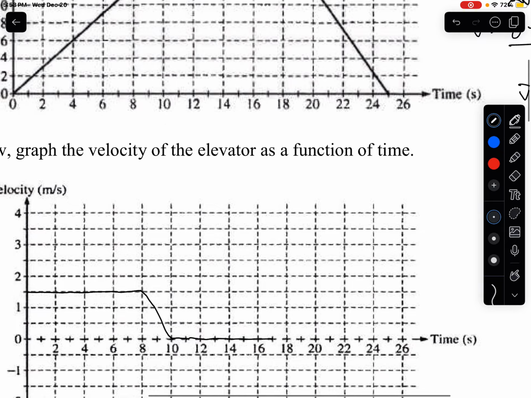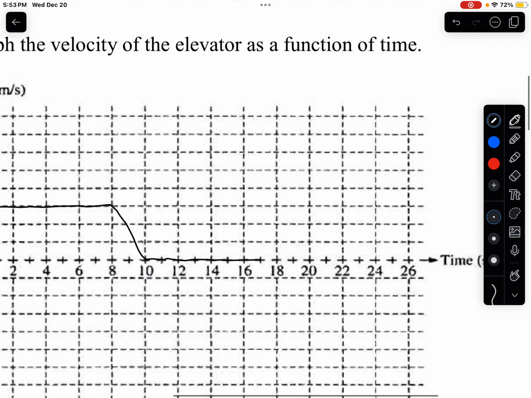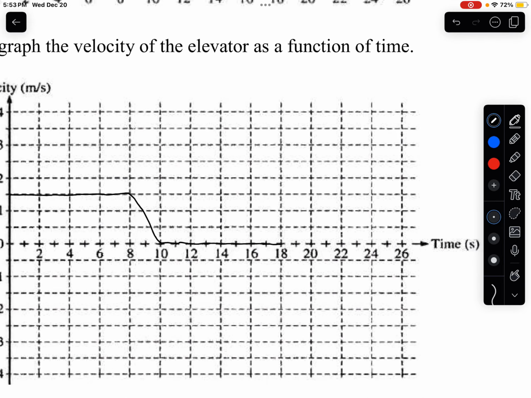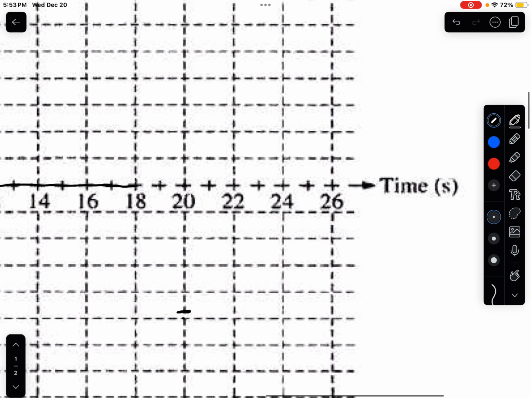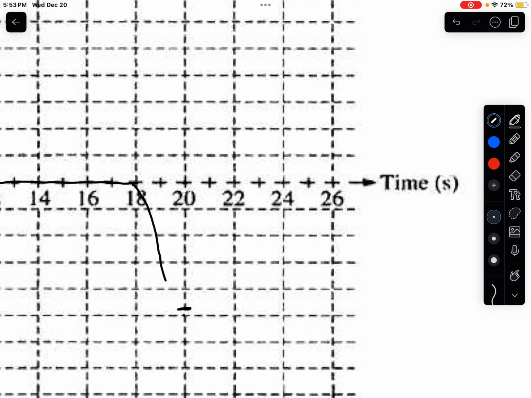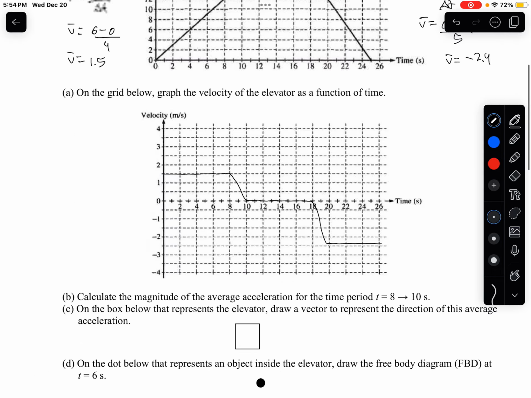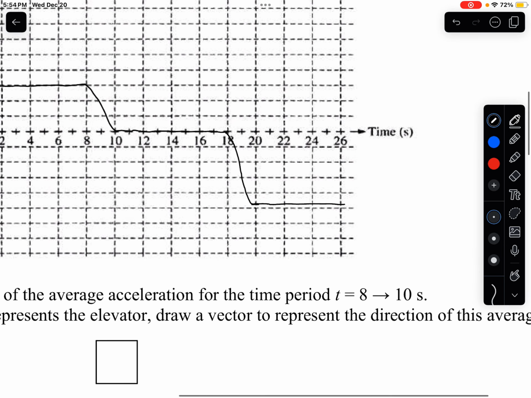And then it's not moving from 10 to like 18. And after 18, I'm going to draw a line that connects it to negative 2.4. So 2.5 is around here, so 2.4 is somewhere around there. So then negative 2.4 right there. And then, oh yes, it's going to stop at 25 seconds.